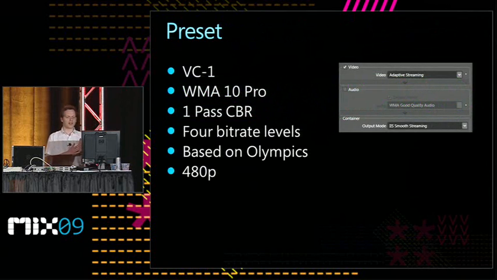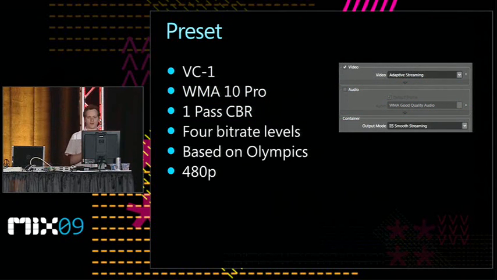So the first one is the preset. This is achieved or used simply by selecting adaptive streaming underneath video in the profile menu of Expression Encoder. And this has the codecs you'd expect, VC1, WMA10 Pro, set up for 1-pass CBR. And it actually has 4 bitrate levels. These bitrate levels were used in the Olympics. So we've done some very large-scale load testing and quality testing with this. We're very comfortable that they offer a good kind of starting point. But they are limited to 480p.